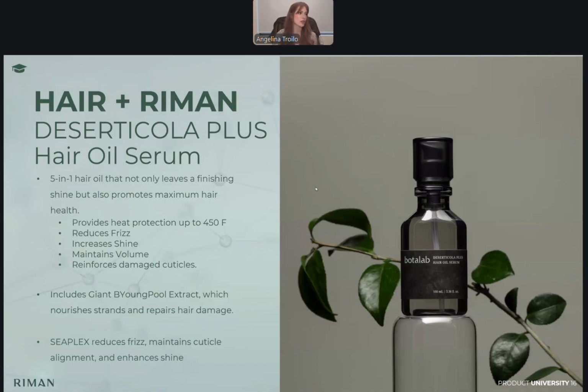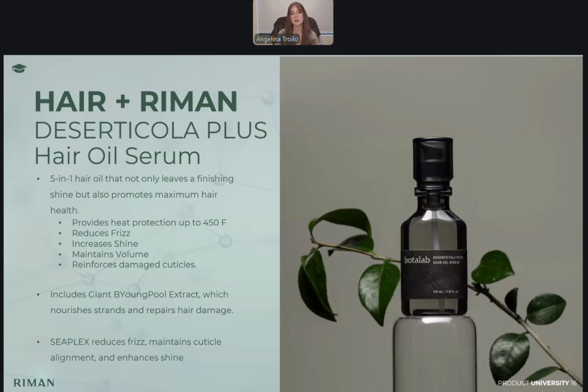This is a 5-in-1 finishing serum. Not only does it provide heat protection up to 450 degrees Fahrenheit, but it reduces frizz, increases shine, maintains volume, and it seals those damaged cuticles as well. Beyond the ingredients we've just listed, it also has giant byung pul extract, which nourishes the strands and also helps in repairing hair damage as well.